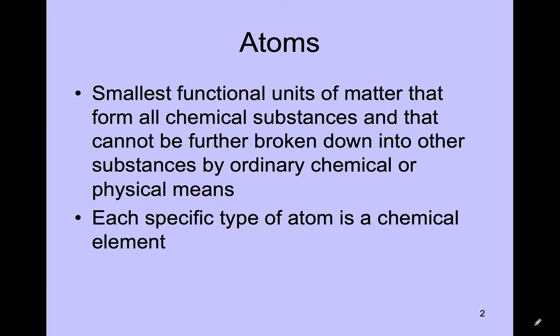So we know that atoms, of course, are the smallest functional units of all matter. And atoms themselves are actually made up of subatomic particles. But when we talk about an intact structure, the smallest unit of matter is an atom. Atoms cannot be further broken down other than into individual subatomic particles. Every type of atom is specific. So we have carbon atoms, hydrogen atoms, helium atoms. Each individual specific type of atom is what makes up our chemical elements, or our periodic table.